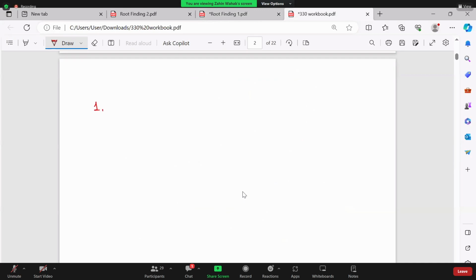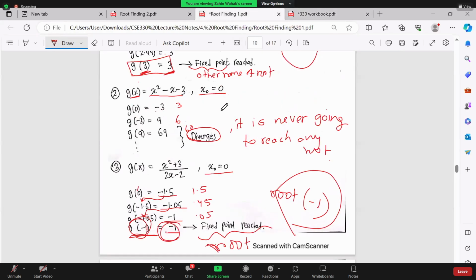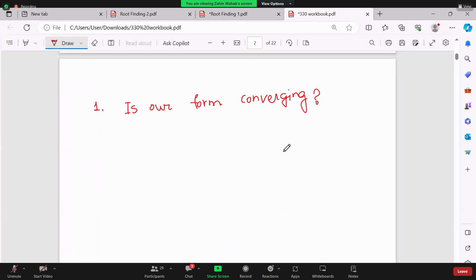Number 1, is our form converging? So what does it mean by converging? If our form is converging, then it's fine. It is going to reach some root. But if it's diverging, like this one is diverging, that means it is never going to reach any root. Number 2 is, even if our form is converging, which root will it reach?